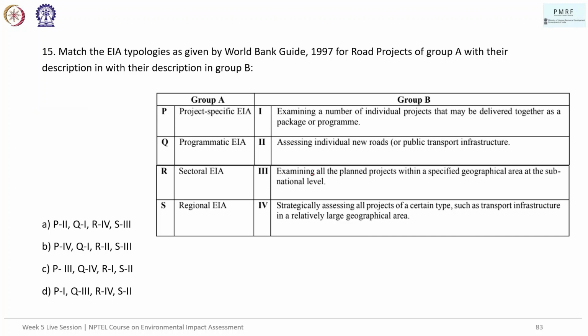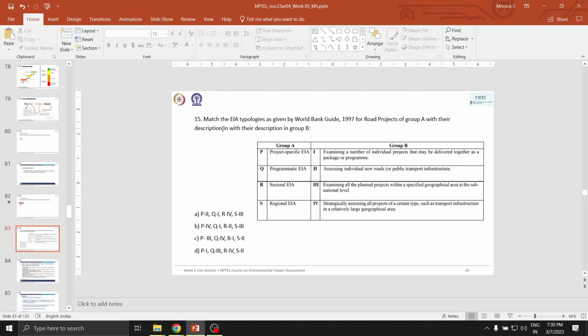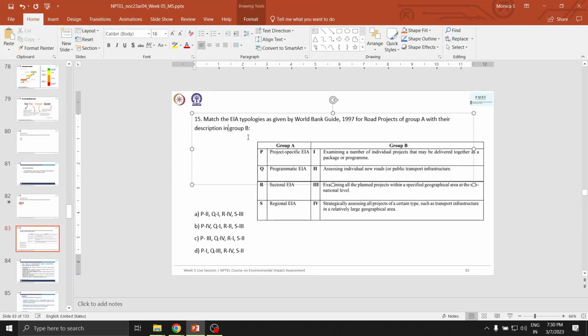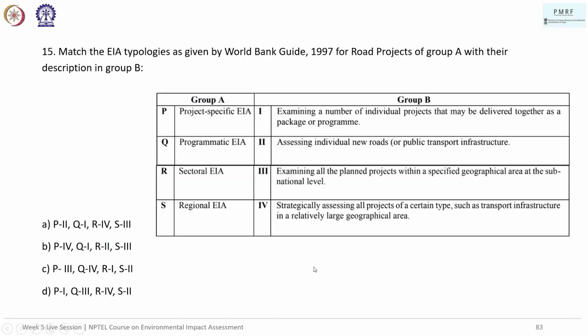All right, moving on to the next question. Match the EIA typologies as given by World Bank Guide 1997 for road projects of Group A with their description in Group B. So we have four terms. P is project specific EIA, Q is programmatic EIA, R is sectoral EIA, and S is regional EIA.